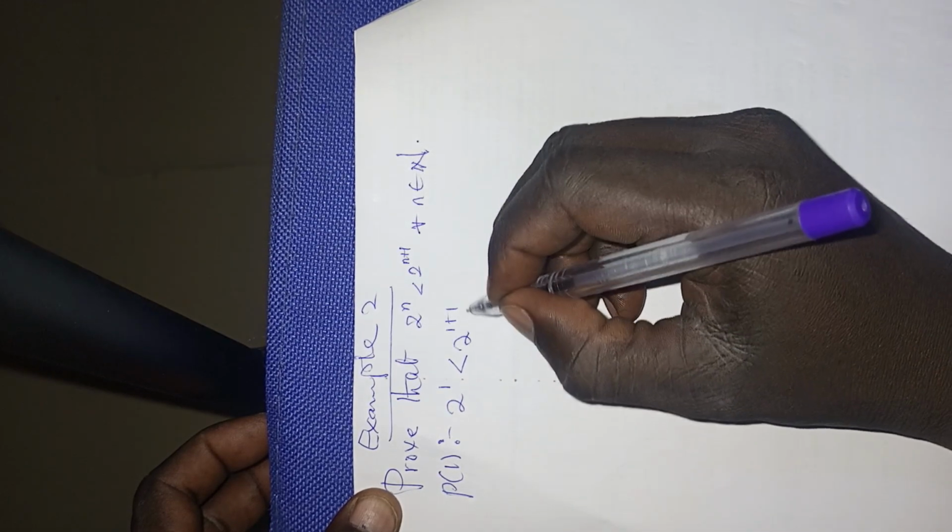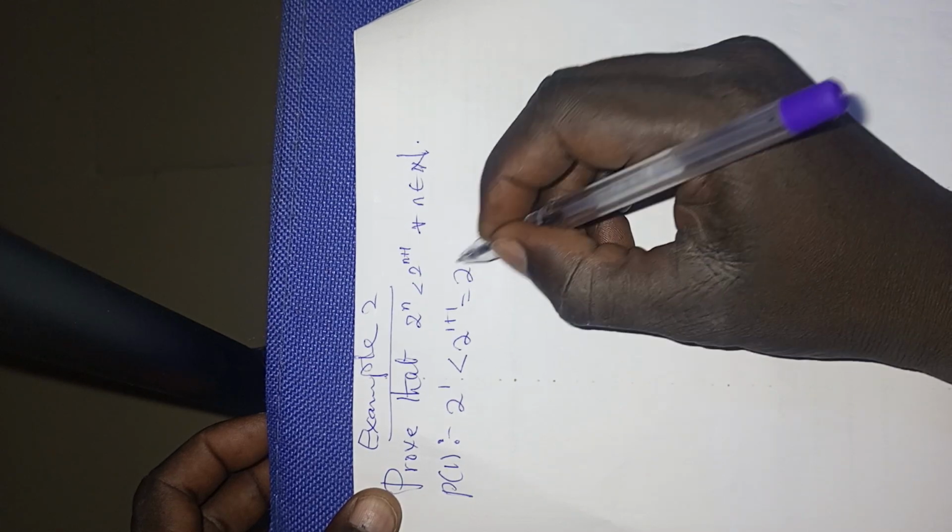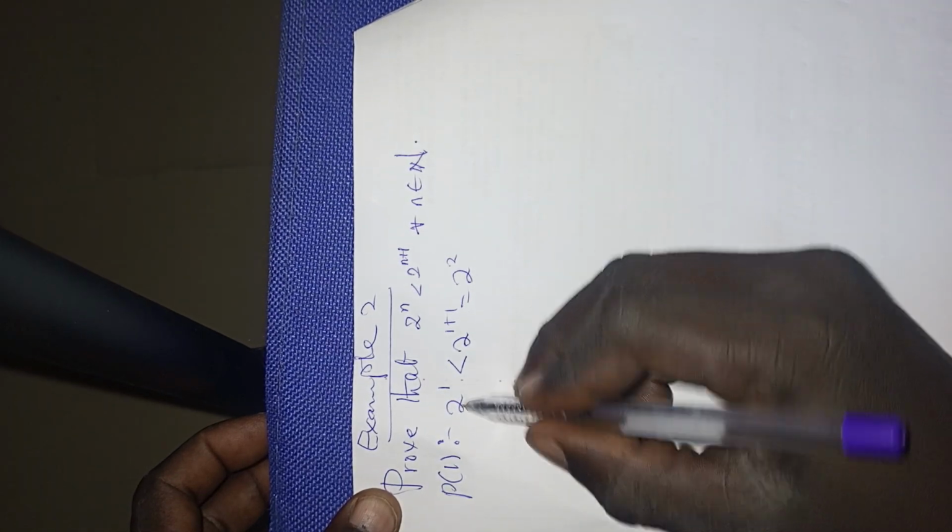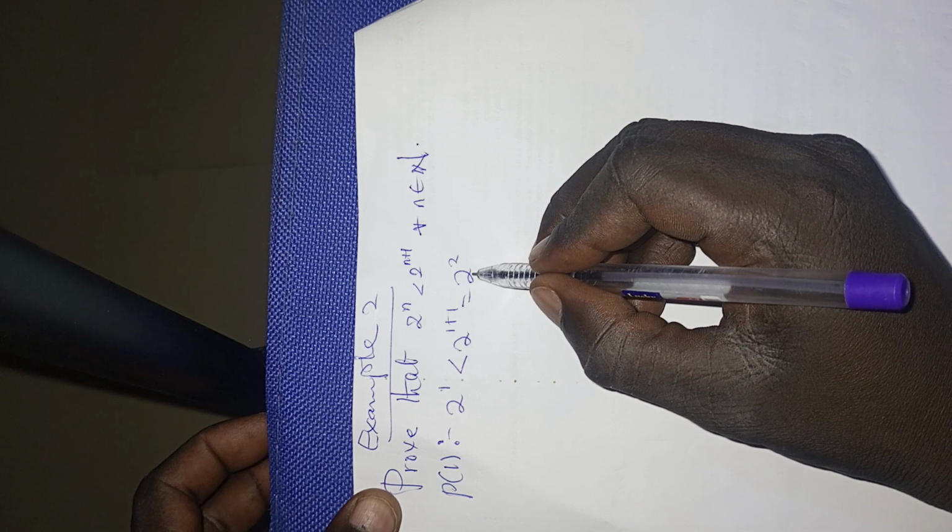And this is equal to what? 2 raised to the power of 2. So we see that 2 raised to the power 1 is strictly less than 2 raised to the power 2. What we mean here is that 2 is strictly less than 4, and it is true for n equals 1. Since it is true for n equals 1, we can just assume it is true for all n and then prove that it is true for n equals n plus 1.